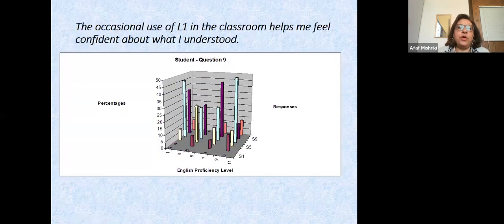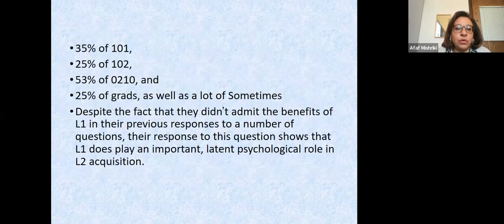Okay. The occasional use of L1 in the classroom helps me feel confident about what I understood. Occasional use. We can conclude that despite the fact that they did not admit the benefits at the beginning in their previous responses, the response to this question shows that L1 does play an important, maybe latent psychological role in L2 acquisition.